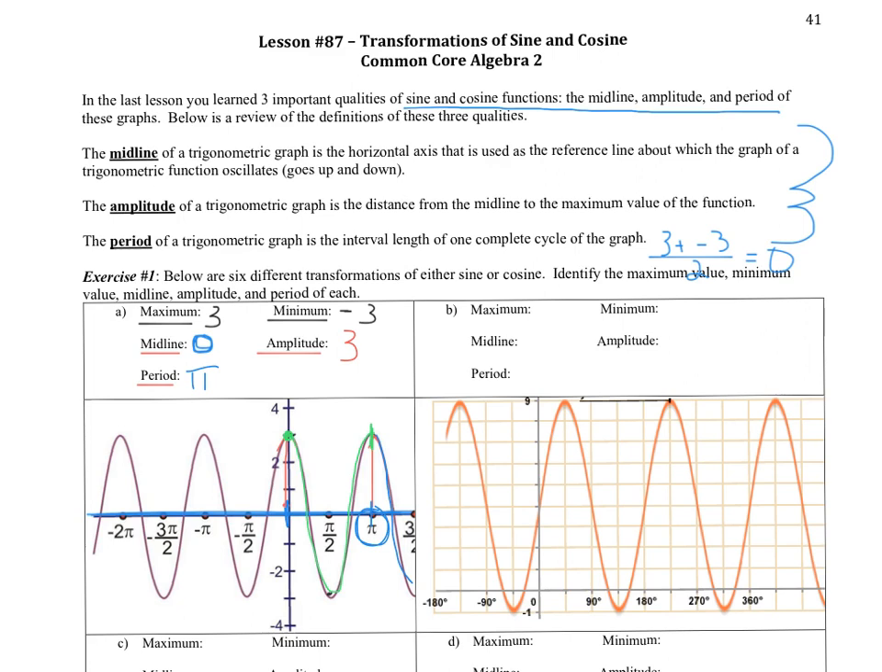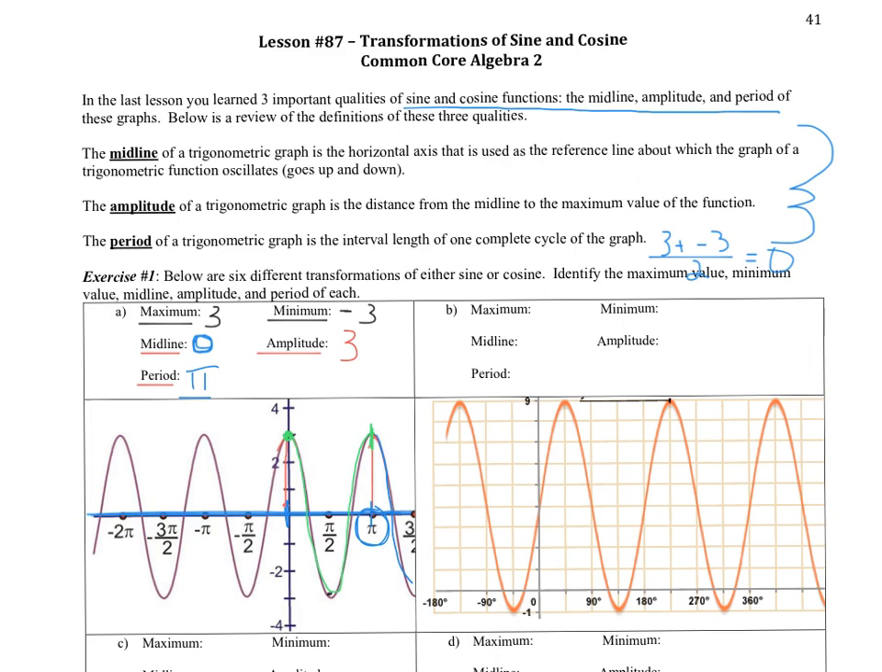Now, when you do this, 2 thoughts. You can start anywhere. The y-axis is just kind of like a standard spot to start. And secondly, you'll notice that when we did the basic graphs of sine and cosine, the amplitude was always 1 and the period was always 2 pi. So this is a transformed graph, which is what we're working on today.